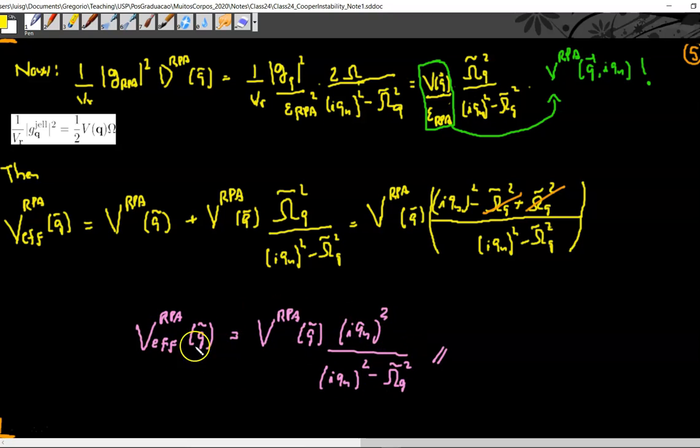Notice that it's still attractive, right? Even though this one is always repulsive, this one can be attractive for frequencies smaller than now my renormalized plasma frequency. Okay, the point is that now this will depend on Q. But still, for frequencies smaller than this one, it will be, how to say, an attractive potential between the electrons. All right, so let's go back to the slide.